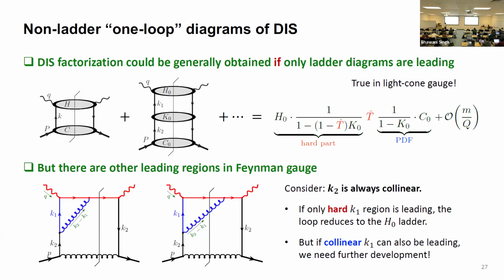And in this case, we still assume that the bottom part is always collinear, but this upper part, the K1, it can be collinear, it can also be hard. So there are two regions. And if the hard region is the only one that should be taken into account, then this whole triangle blob should belong to this upper blob denoted by H here. And this reduces to the upper scenario. But if this K1 can be collinear, and if this collinear region is not so small, we have to deal with this region.